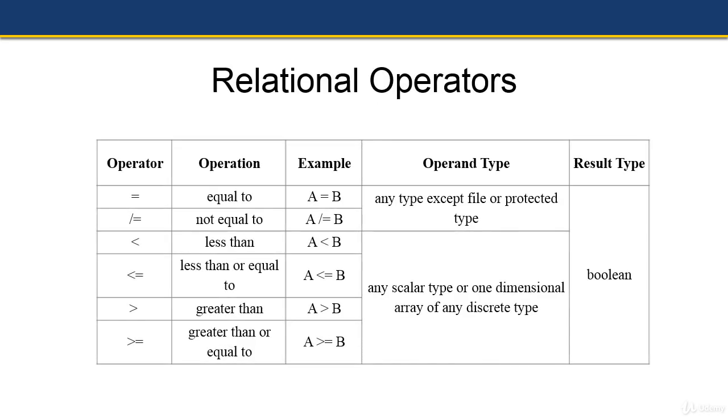We also have relational operators, which are all binary operators because we're relating one operand to another. We can check to see if 2 things are equal, not equal, less than, less than or equal to, greater than, or greater than or equal to. And they all have the same result type in that they are all Boolean.